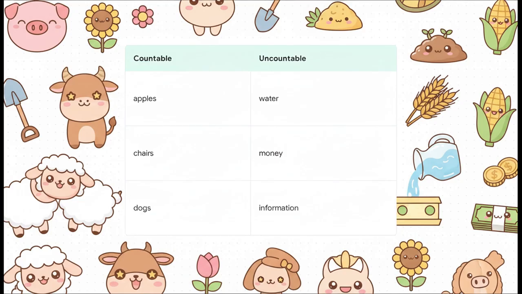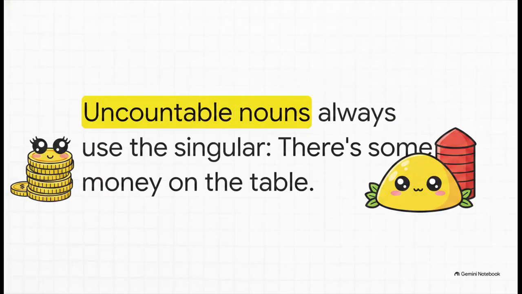Out on the farm, uncountables are usually our crops or raw materials. You can't count dirt or soil. You can't count wheat or corn when you're talking about a bulk crop. So the golden rule to remember here is this. What do we do with uncountables? Regardless of the massive quantity you might be picturing in your head, uncountable nouns will always take the singular there is. We say, there's some money on the table.